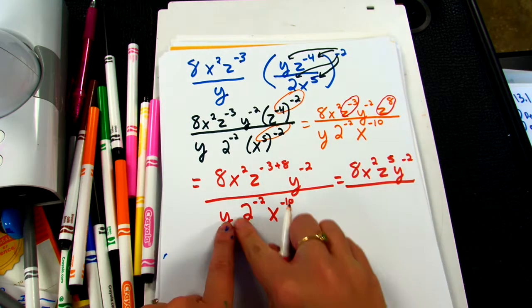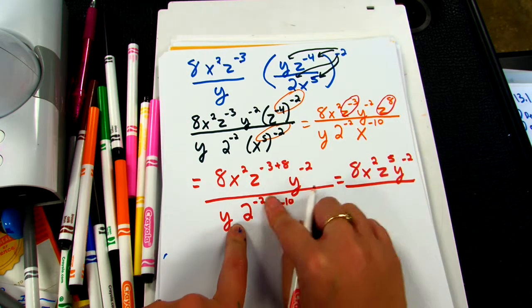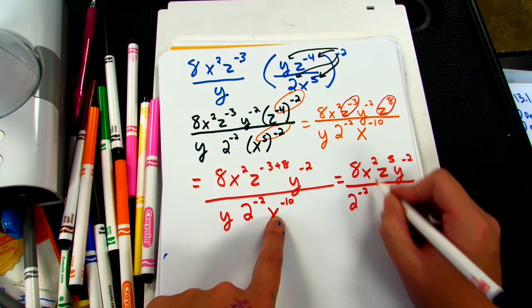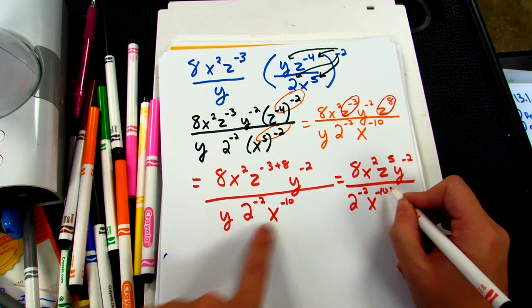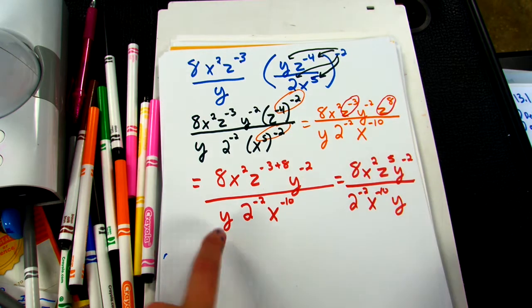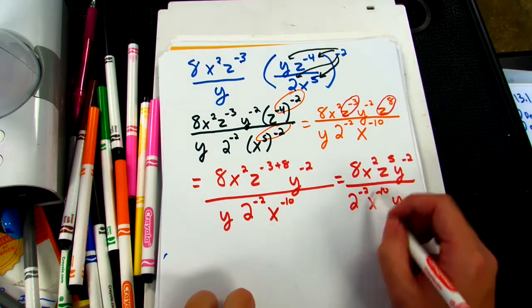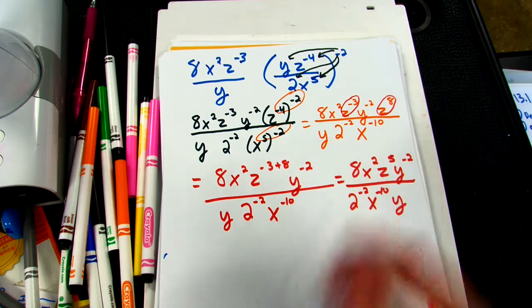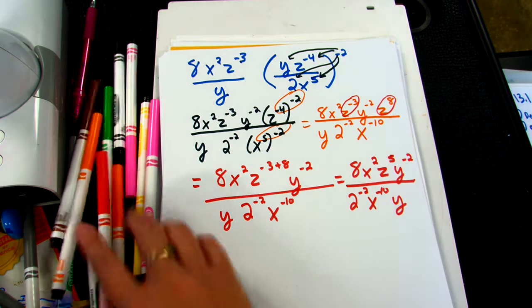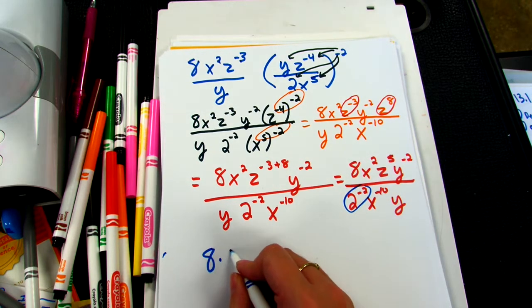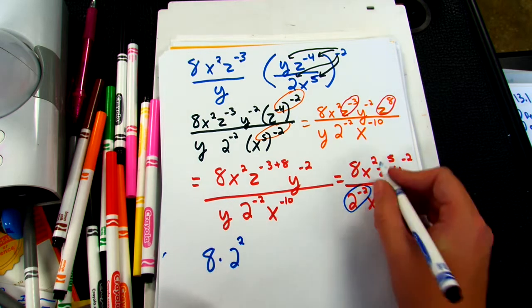All over. Let's go ahead and put these in order. So my number is going to come first, so 2 to the negative 2 power. X comes next, so x to the negative 10, and then y. Okay? So I have this negative exponent here, right? So let's go ahead and move it up. We're going to move it up. So 8 times 2 to the 2nd power.